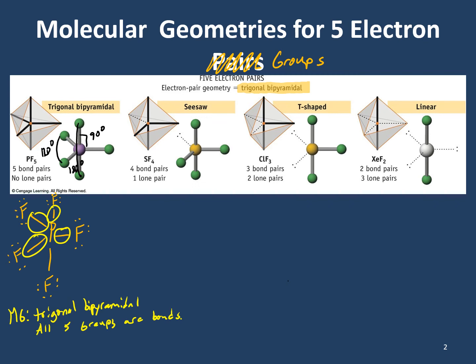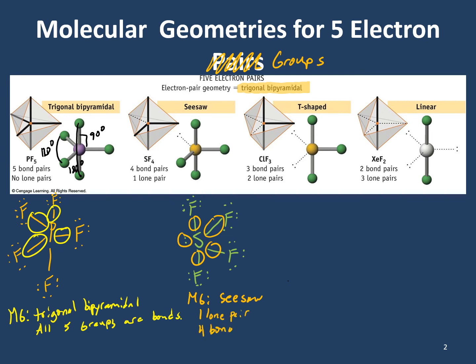All right, so let's do another example. Let's talk about SF4. So if we draw the Lewis structure of SF4, we get, and again, if we count our groups around the central atom, 1, 2, 3, 4, 5. Now our molecular geometry here is going to be seesaw. Now this occurs when 1 lone pair is on the central atom and 4 bonding groups are present.